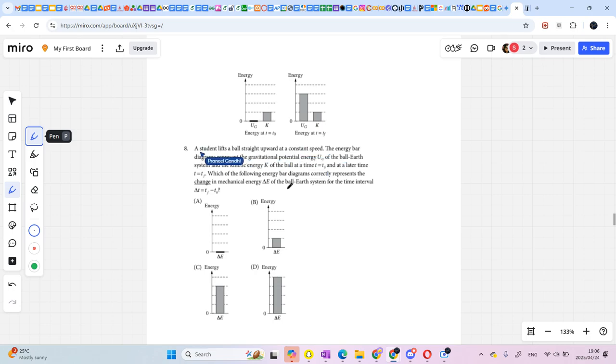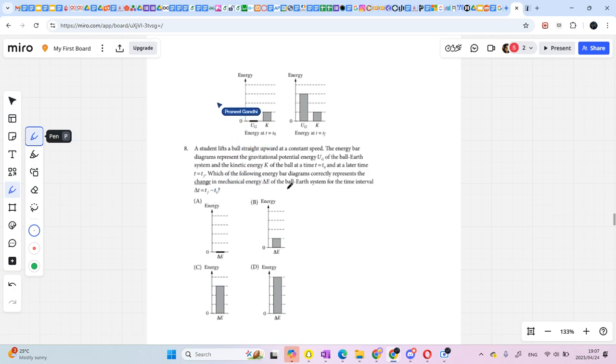You're good. Good. A student lifts a ball straight upwards at a constant speed. The energy bar diagrams represent the gravitational potential energy UG of the ball-Earth system and the kinetic energy K of the ball at a time t equals t naught and at a later time t equals t final. Which of the following energy bar diagrams correctly represent the change in mechanical energy delta E of the ball-Earth system for the time interval delta t equals t final minus t naught?